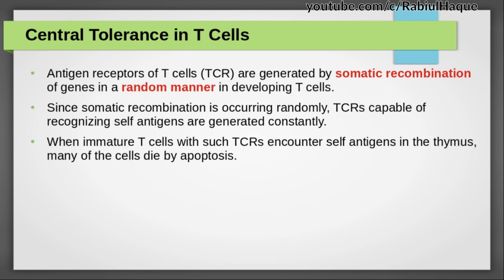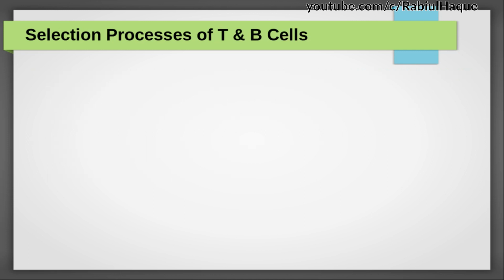So, when immature T cells with such T cell receptors encounter self-antigens in the thymus, many of those T cells will die by apoptosis, and this is known as negative selection. So whenever you mention this term, negative selection, the examiners are very fond of asking you about the selection processes of T cells and B cells.